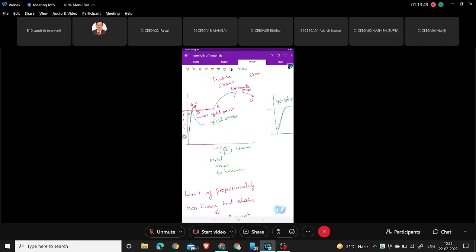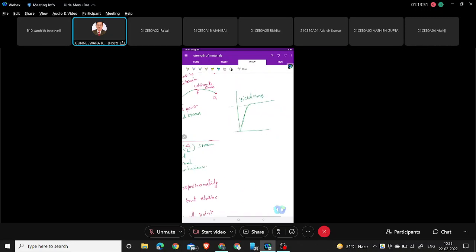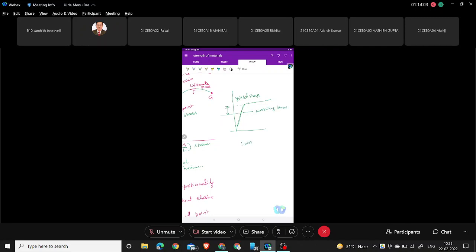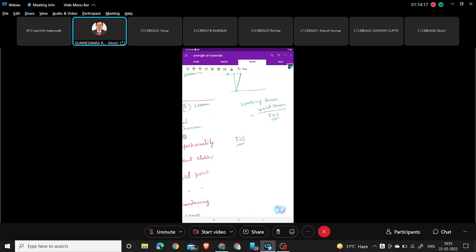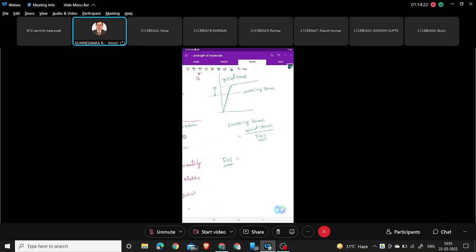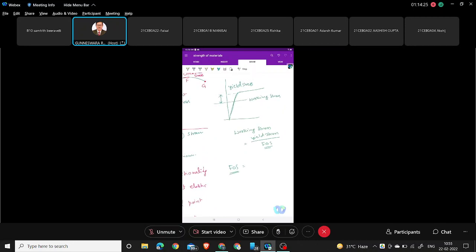The upper portion, remaining portion is safety only. Okay, don't worry about that. And to this, we apply a factor of safety and we say this is working stress. So working stress is equal to yield stress divided by factor of safety. This factor of safety is called our ignorance. Okay. So factor of safety is more means you are more ignorant about the material. Factor of safety is less means you are less ignorant about the behavior of the material.